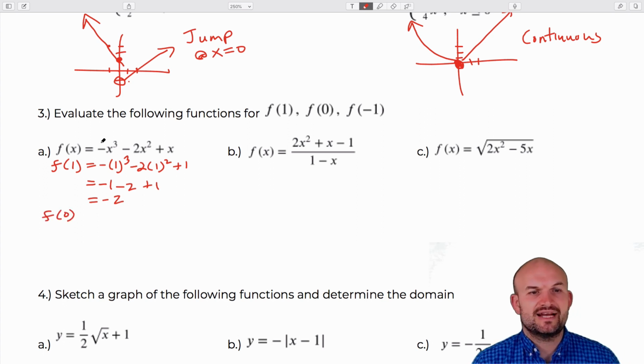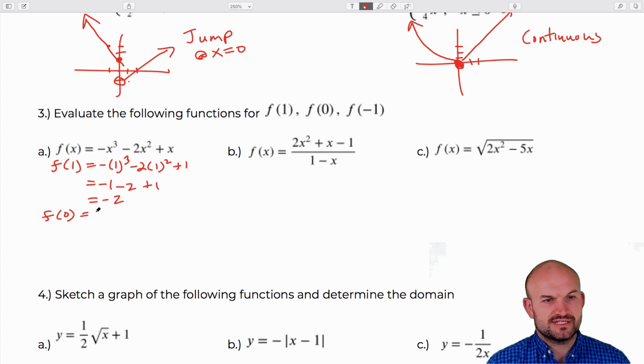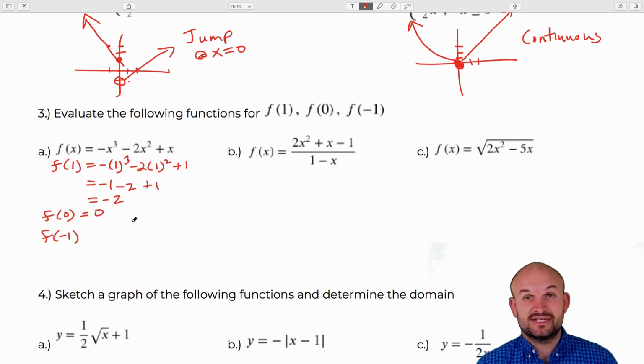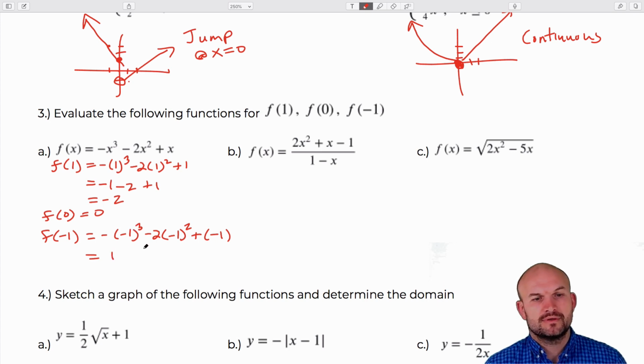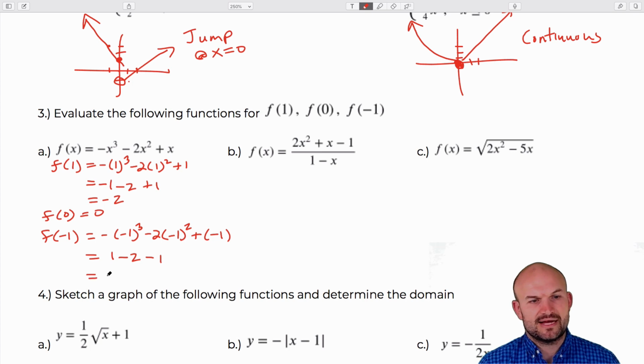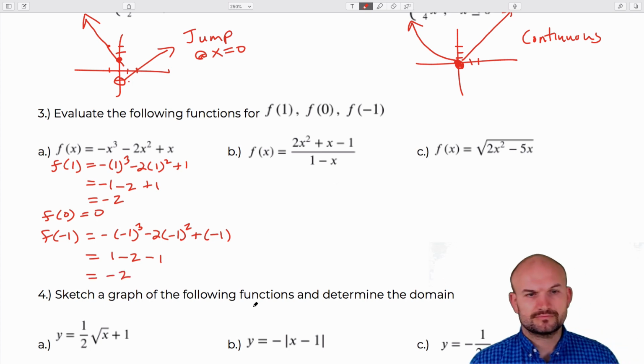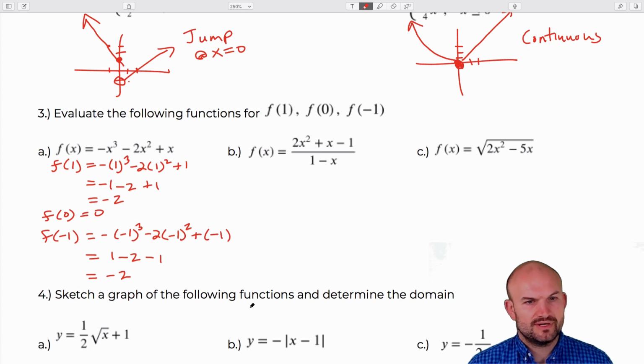For f of 0, this one's kind of nice because everything is just going to go to 0, so that's just 0. And then f of -1, this one gets tricky with students. You just got to be careful. Whenever you have a negative number raised to an odd power, it's going to be negative. Whenever you have a negative number raised to an even power, it's going to be positive. So that turns into a negative times a negative, which is +1. That becomes a positive times a negative, so that's a -2, and then that's a -1. And 1 minus 1 is 0, so therefore that goes back to -2. So -1 minus 1. Interesting.